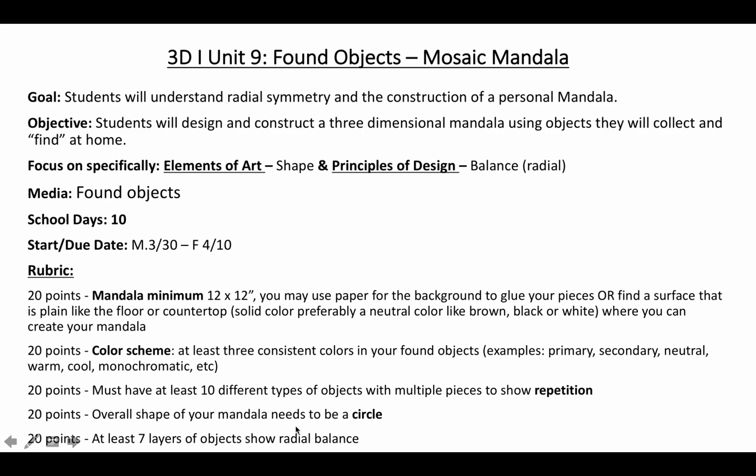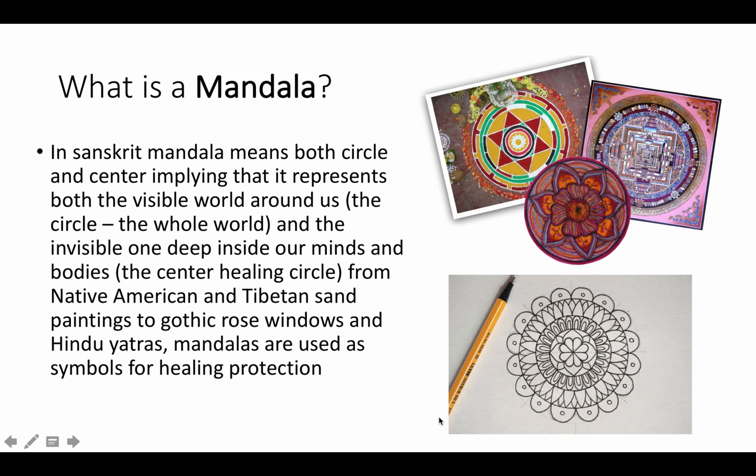Your overall shape of your mandala should be a circle. So it's basically going to be a circle within a circle within a circle. It's just going to get smaller or it's going to get bigger. It's called concentric circles when you start to see circles that appear over and over again. And I'll show you again an example of that. At least 7 layers of objects that show radial balance to your mandala. And I'll show you an example of that very shortly.